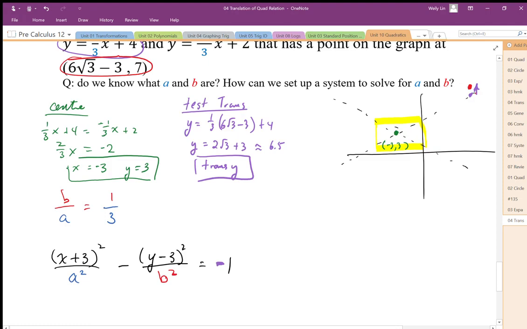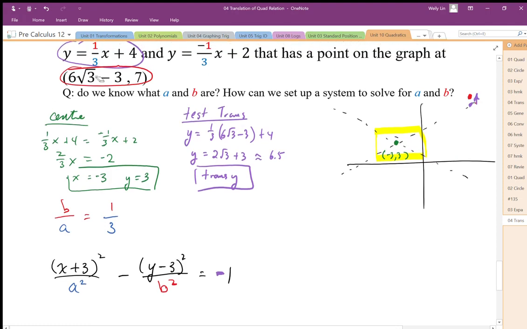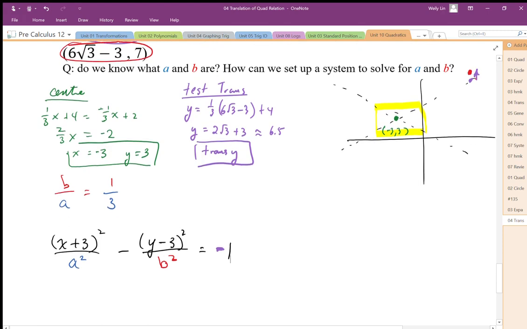Okay, so I have a coordinate. Remember that I can always plug a coordinate into any equation. If I do that, I still have two variables here. So last day, when we solved for A and B, I did it in this way. I said that B was equal to 1n, A was equal to 3n, like that, and I solved for n.